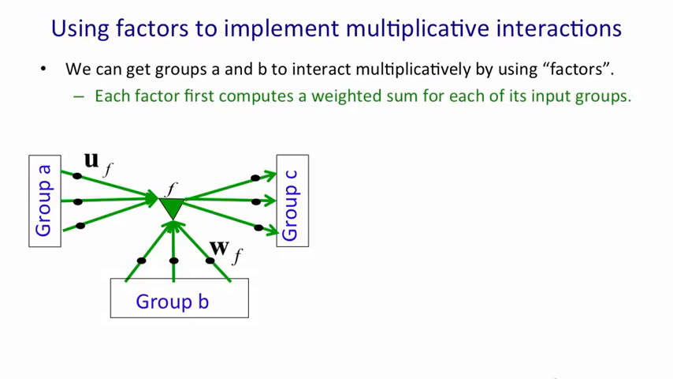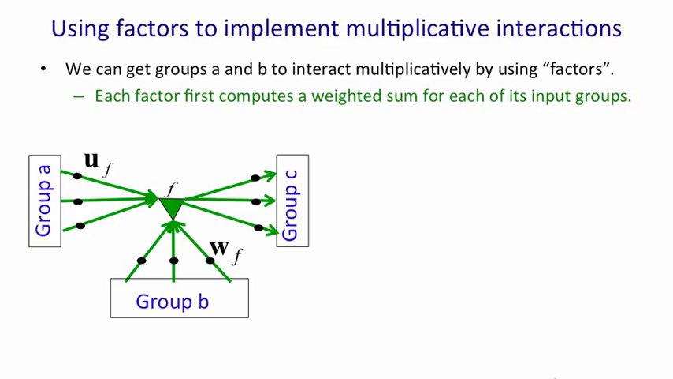So what each factor does is it first computes a weighted sum for each of its two input groups. We take the vector state of Group A, which I'll just call A, and we multiply that by the weights on the connections coming into the factor. In other words, we take the scalar product of the vector A and the weight vector u, and that gives us a number at the left-hand vertex of that triangle. Similarly, we take the vector state of group B and we multiply it by the weight vector w, and we get another number at the bottom vertex of the triangle.